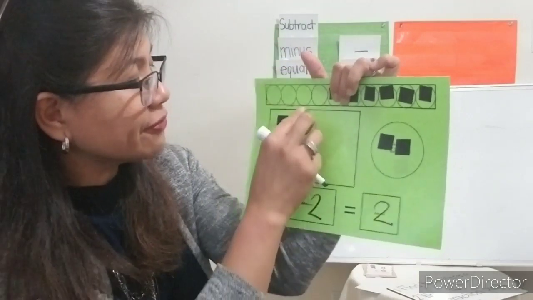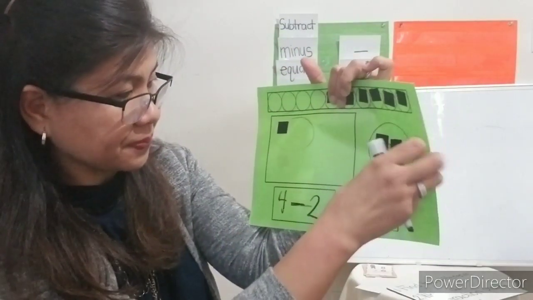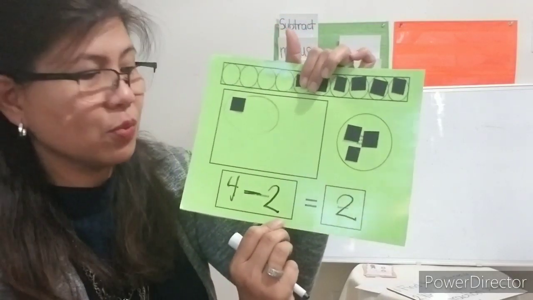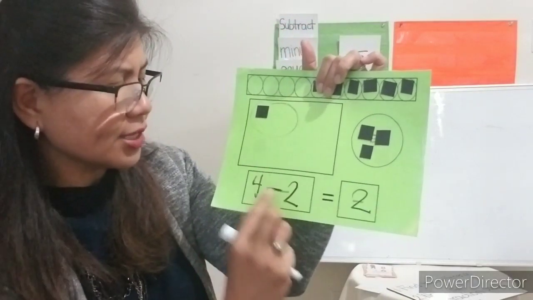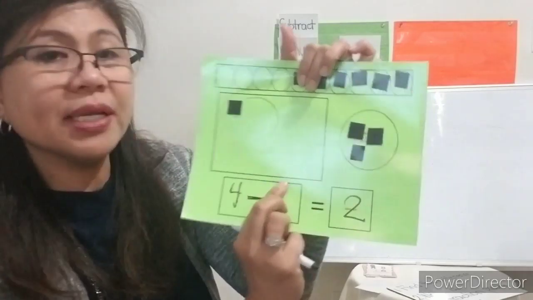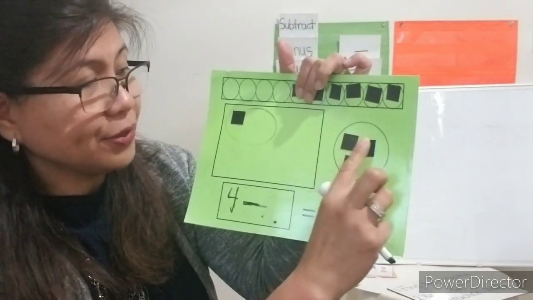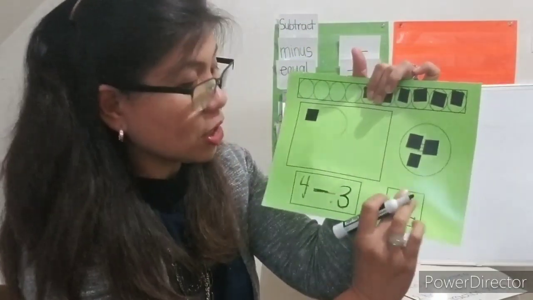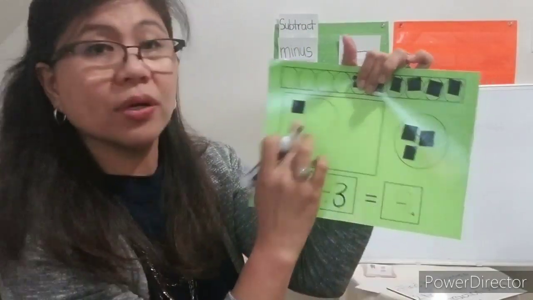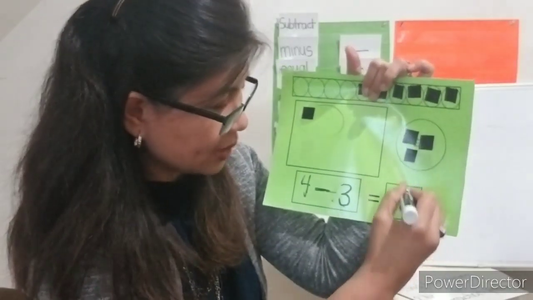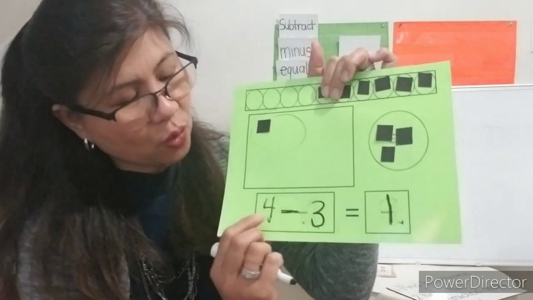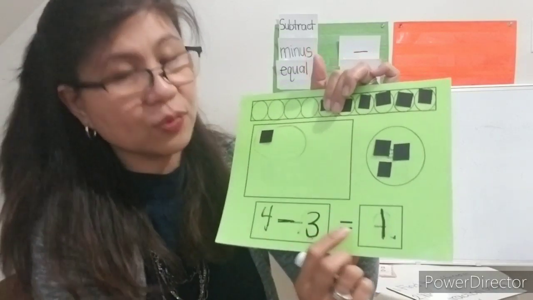Okay, how about if I move 1 more? Is this still correct? Not anymore. But I still had 4. I started with 4, right? But how many did I move away? 1, 2, 3. I moved 3 away. Now how many are left? Not 2, but I only have 1 left. So that's the difference. That's the new subtraction sentence. 4 minus 3 equals 1.